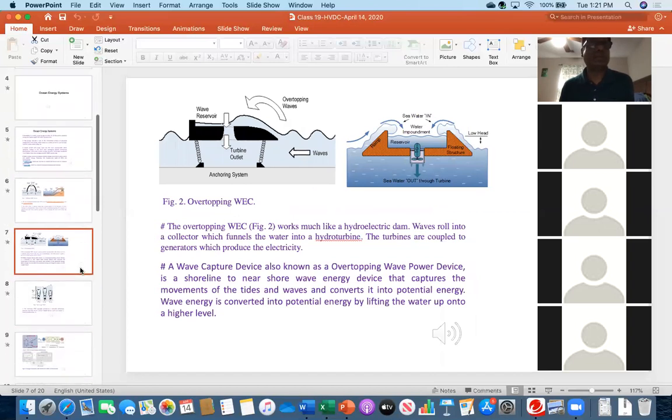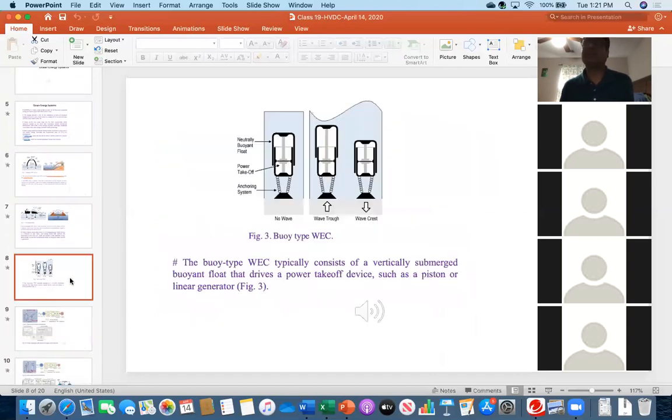Now, moving forward, this one is the third, called the buoy type. The first two were the turbine type, and this is the buoy type. Again, there is some sort of anchoring system, and inside there will be some sort of piston, and depending on the wave crest or wave trough, the piston will go up and down.